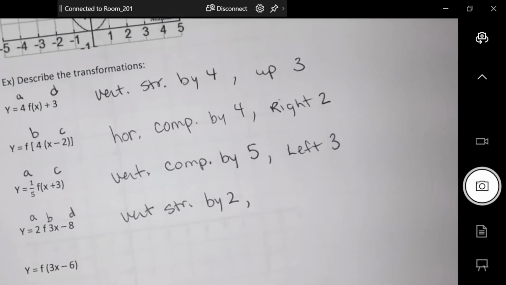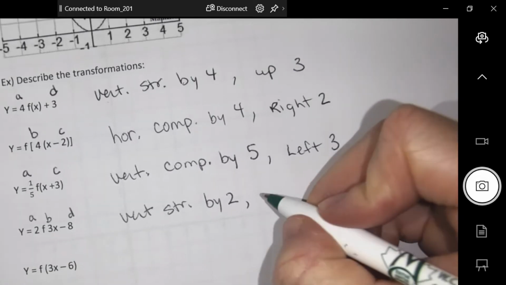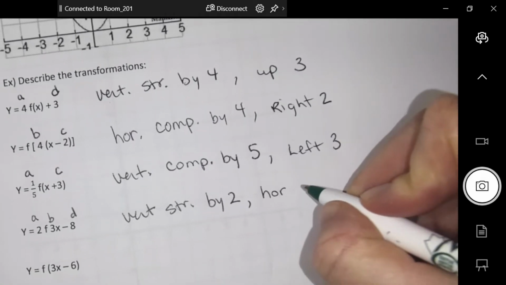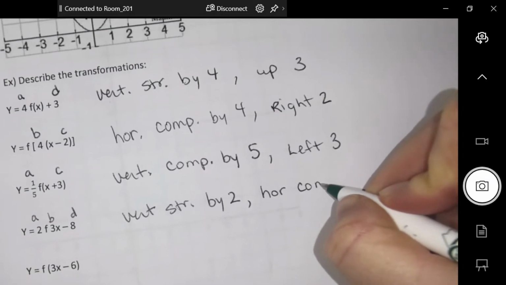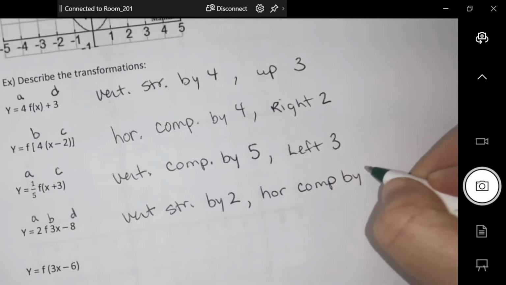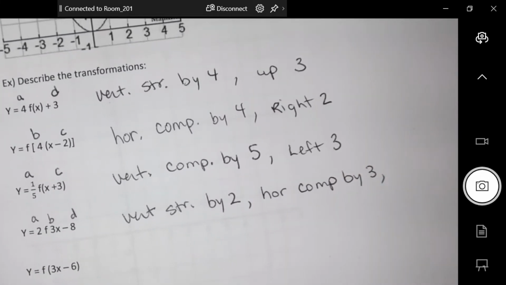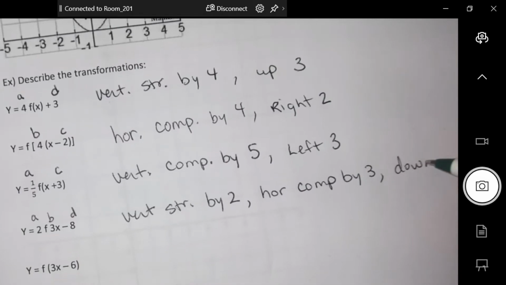B, that's on an X. So if you change the X by 3, oh, we got to do opposite. So changing the X is a horizontal. Opposite would be compress by 3. And D, whatever you see is what you do. Down 8.